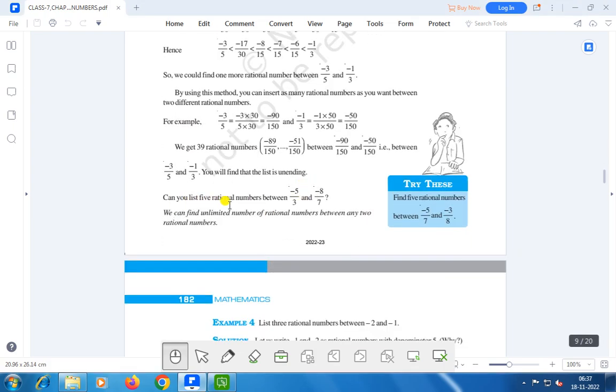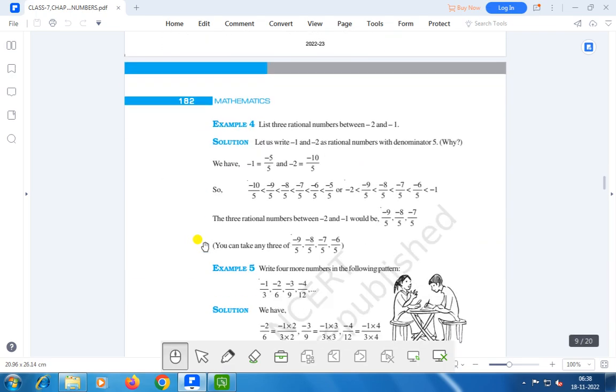Can you list 5 rational numbers between minus 5 by 3 and minus 8 by 7? You can find an unlimited number of rational numbers between any two rational numbers. You have to remember this: we can find an unlimited number of rational numbers between any two rational numbers. Here you see, list 3 rational numbers between minus 2 and minus 1.